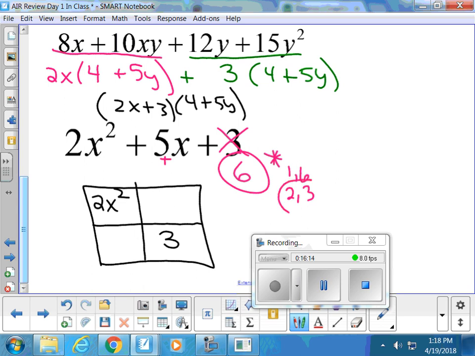Yeah, you got it. It happens to all of us. You're good. All right, so 2 goes here, and 3 goes here, and they both got an X. All right, we're going to pull out the top row what they have in common. So a 2 and an X. And then on the bottom row, a 3.